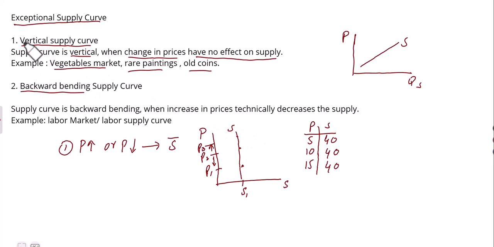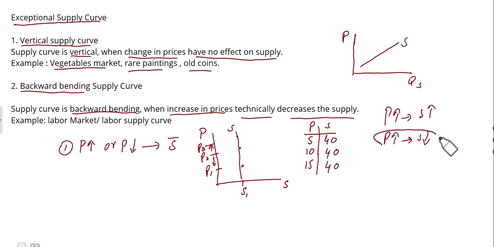The second exceptional case for the supply curve is the backward bending supply curve. The supply curve is backward bending when an increase in price decreases the supply. So it is totally against the law of supply. In the law of supply, we have discussed that when price increases, supply increases. But here we are talking about when price increases, supply decreases. But as we mentioned earlier, it is an exceptional case.